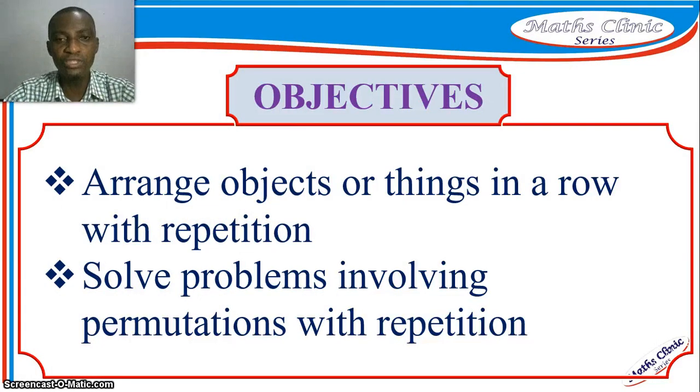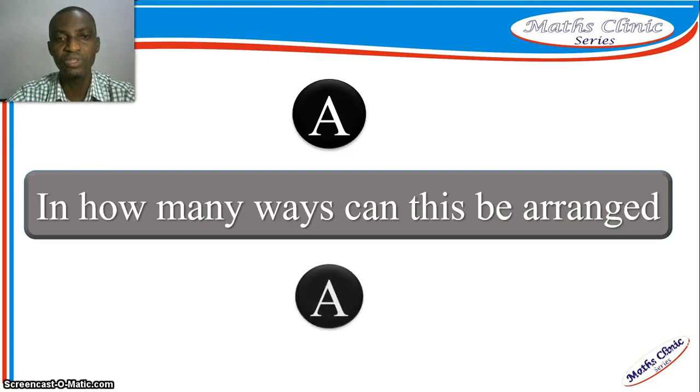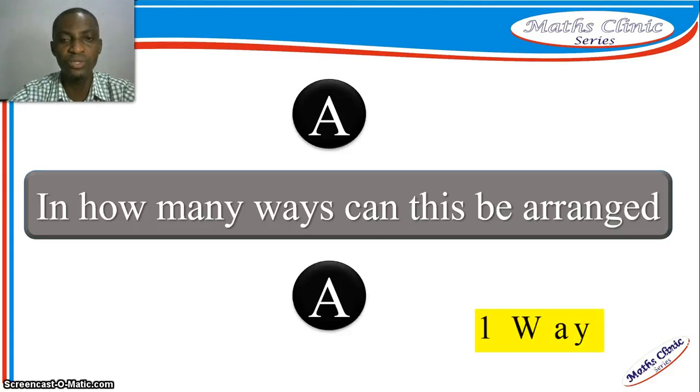By the end of this short video, you should be able to arrange objects or things in a row with repetition, and then also solve problems involving permutations with repetitions. Now let's start with this. If I have just a letter A, in how many ways can this be arranged? Yes, it's one way, because we saw that in our previous video. That is only one way you can arrange this one.